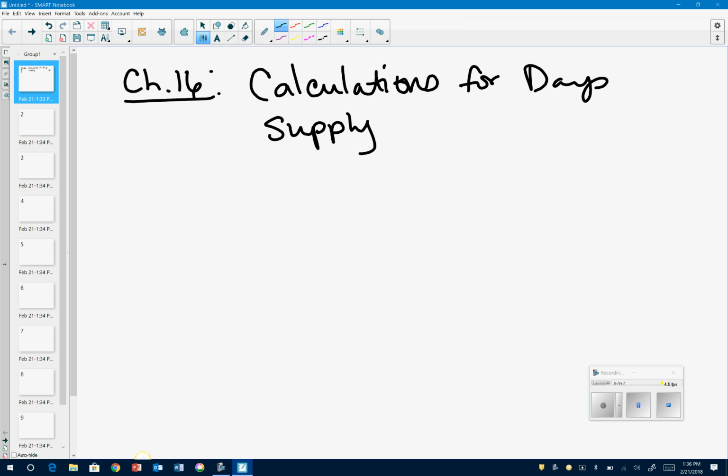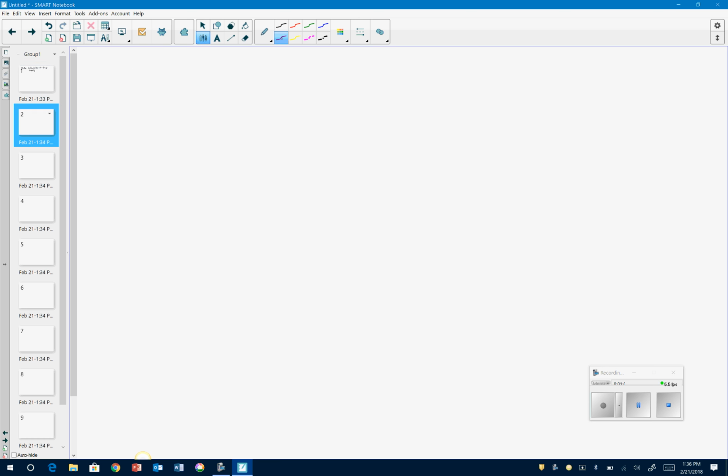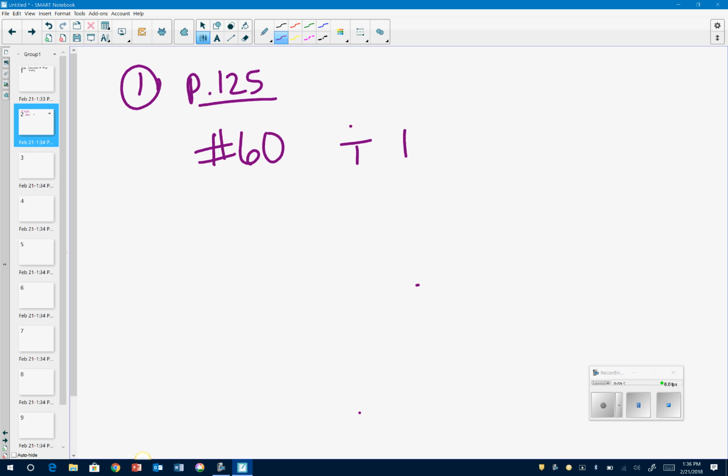Number one, of course, is on page 125. It tells you that Zantac, 150 milligram. You're giving them, of course, 60 tablets, and they're to take it 1 BID. So just make sure that you know, of course, your abbreviations. So they're taking, of course, 1 twice a day.